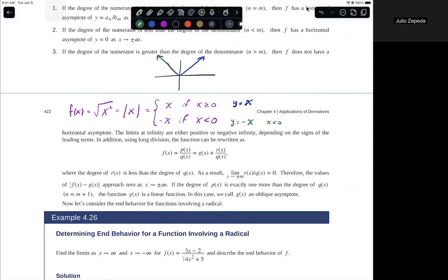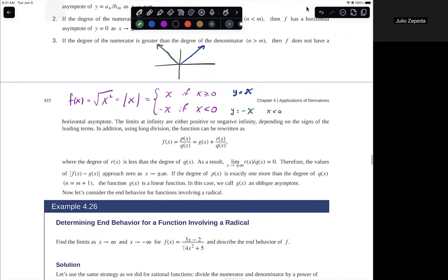Okay, so that's going to be useful here because we are going to look at the limit as x approaches positive infinity of 3x minus 2 over the square root of 4x squared plus 5. And so the method that they recommend in this book here is to multiply the top and bottom, just like we did before. We divided by the degree of the denominator.